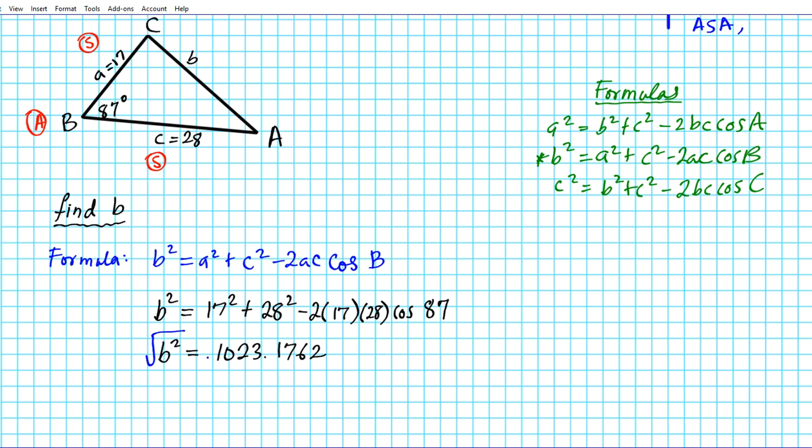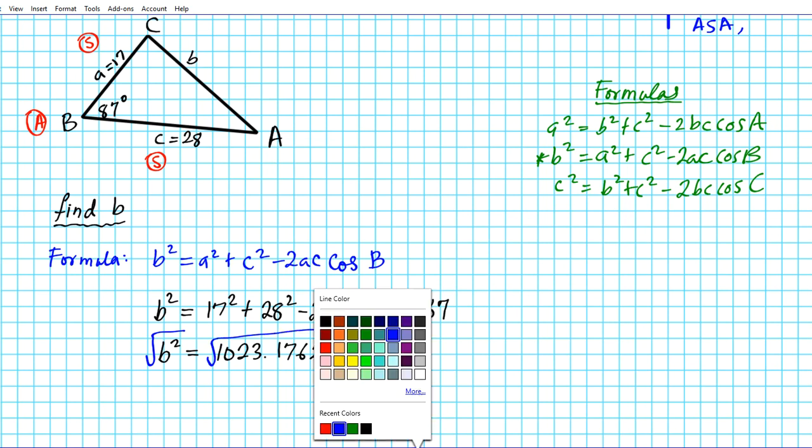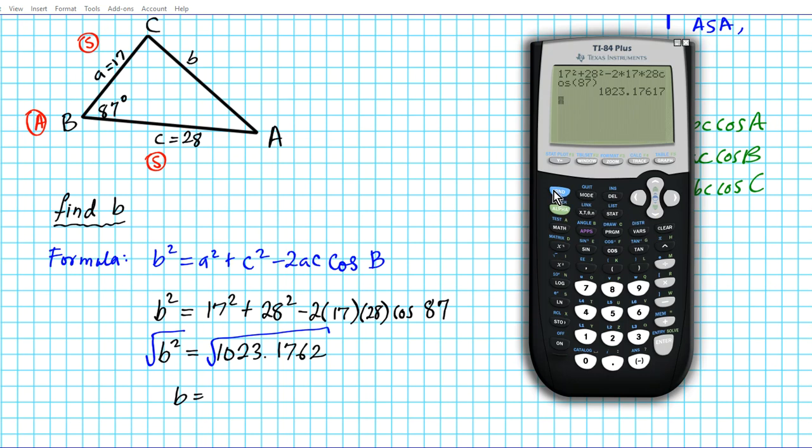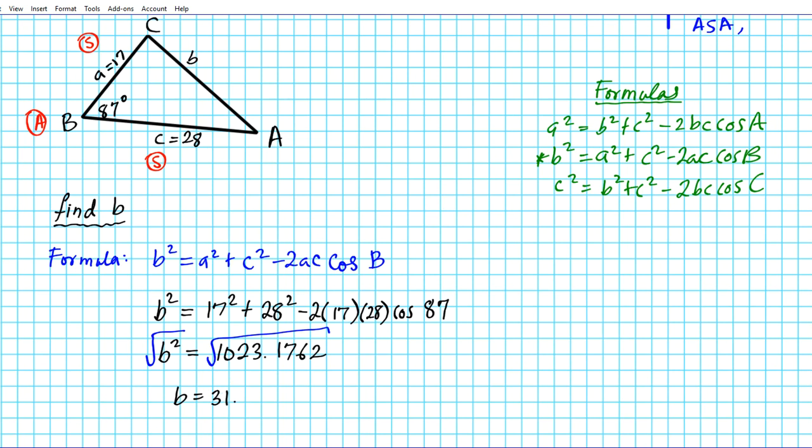Square root, and that gives us b equals, I'll go back to the calculator, we just take the square root of the answer we just got, and we have 31.9871. So little b is 31.9871. Alright, so now if you notice, we have a complete pair.